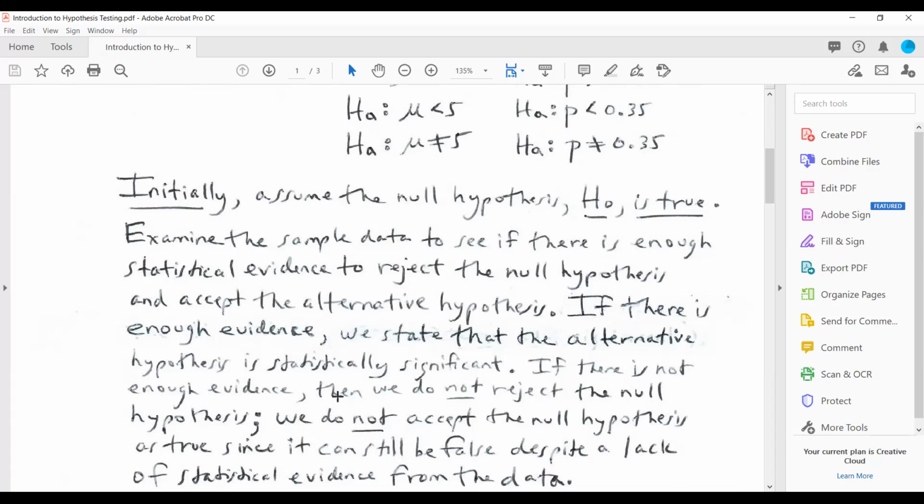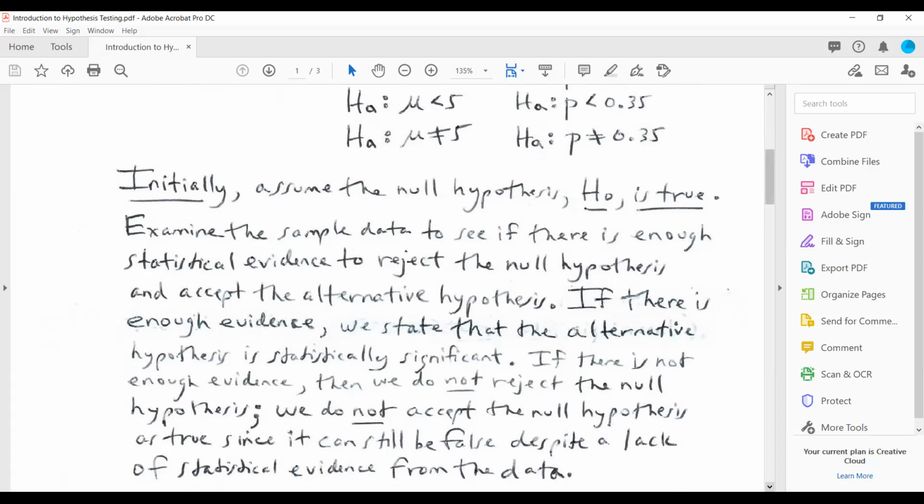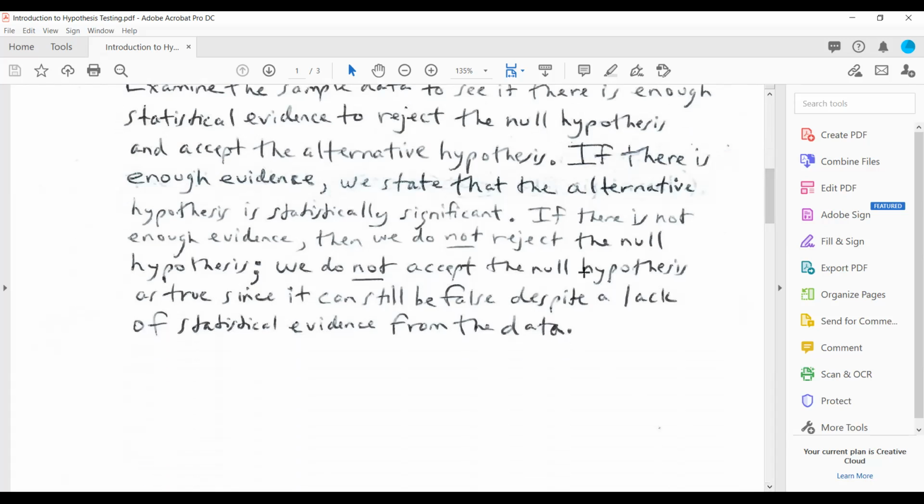Now, if there's not enough evidence statistically, then we do not reject the null hypothesis. This is not the same thing, and so we do not accept the null hypothesis, all right? We do not accept the null hypothesis as true, since it can still be false. All right, now what does that mean?